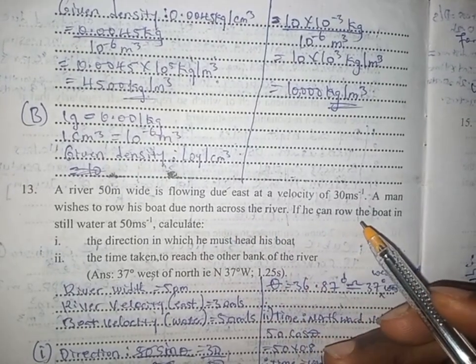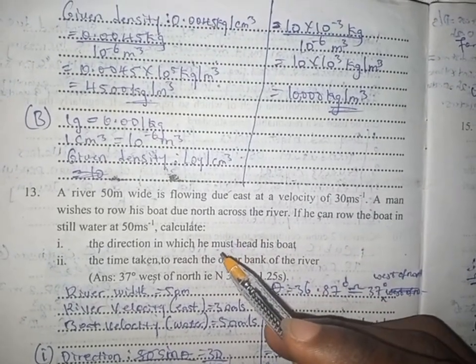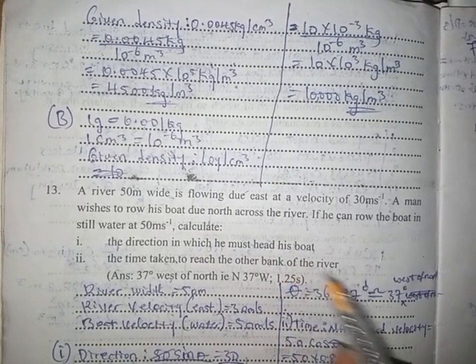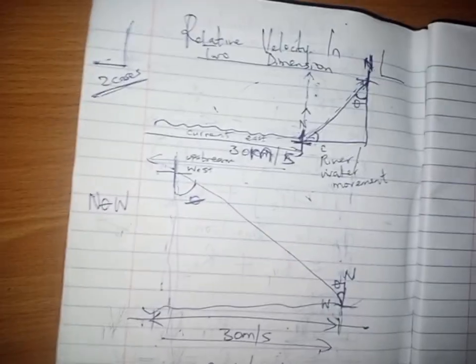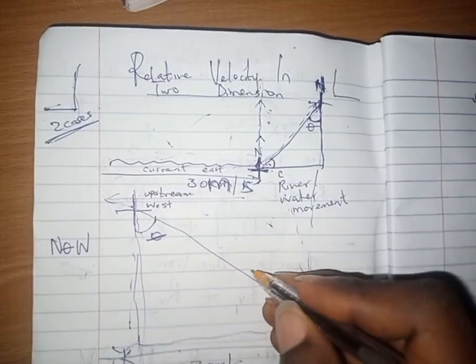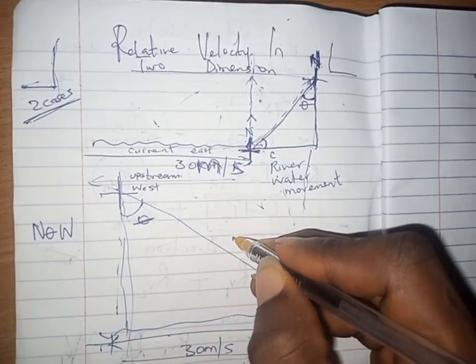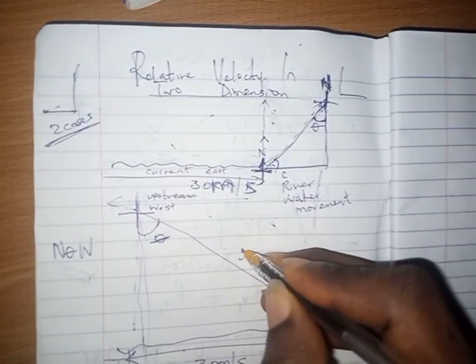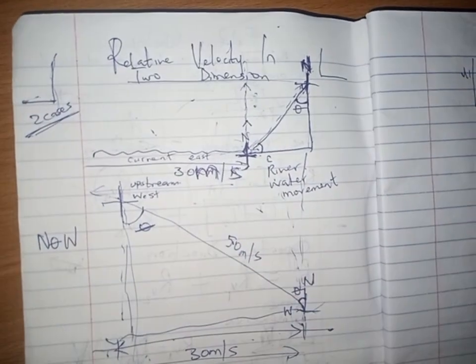If he can row the boat in still water at 15 meters, calculate. All the English they spoke here is okay, but for you to calculate the boat, how it will head, is using this approach. So this is going to be that a boat in still water, the velocity of the boat 15 meters per second.